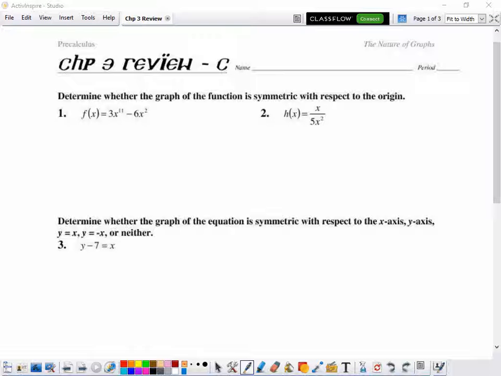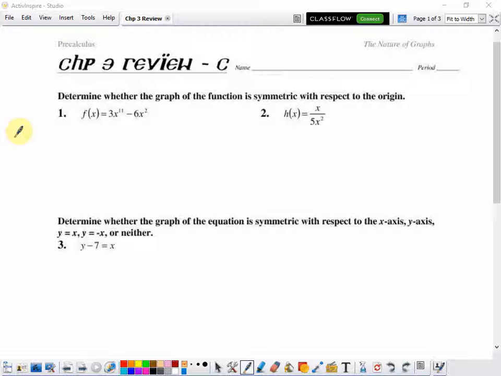Alright guys, it is time to review our topics from chapter 3. So we're going to start with symmetry within functions and how to algebraically identify that symmetry. So the first section here is about identifying symmetry with respect to the origin. So that means, does this function have rotation symmetry with the origin 0, 0 as the center of rotation?